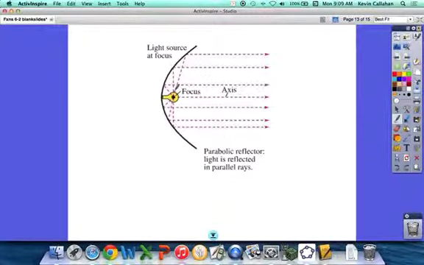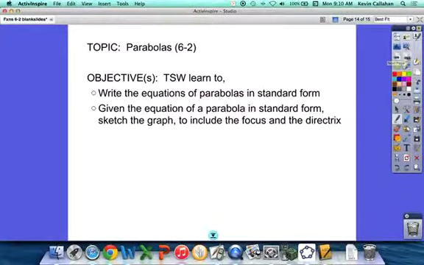Another place where you use this is your car headlights. Your car headlights have a parabolic shape at the back of them. And so when the light shines, which is sitting inside of that parabolic shape, it's reflecting off the back and then shining out the front of the car. So that's also a parabolic shape.